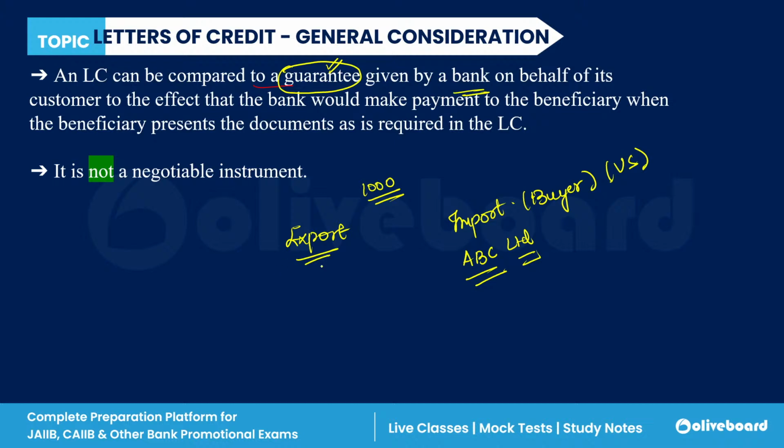Now, the exporter, for example, let's say it is XYZ Limited, and this exporter is in China. So this is the seller, and you are the buyer. So ABC Limited is the importer, the buyer, and the importer wants to import 1,000 smartphones from a manufacturing unit, XYZ Electronics Limited, from China.